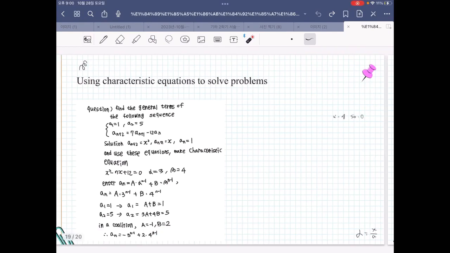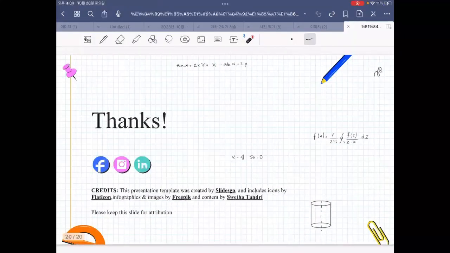Today, we explained linear recurrence relation to you, and we hope through our speech you get interested in linear recurrence and are motivated to learn more about it. Thank you for listening to our speech.